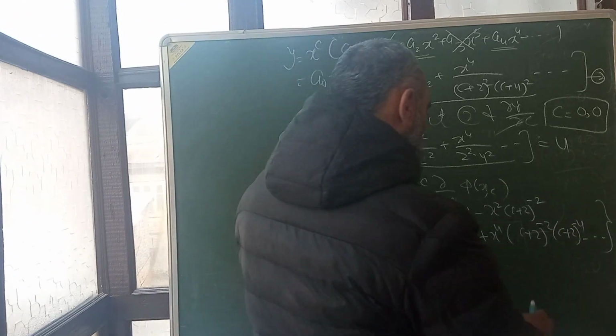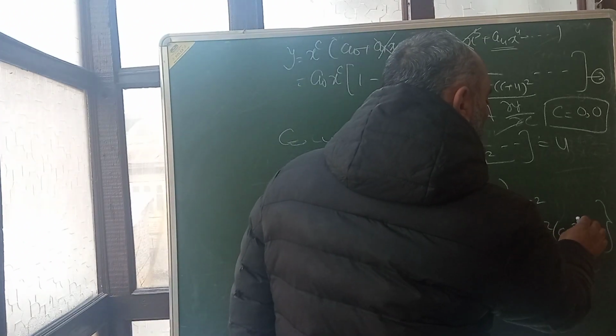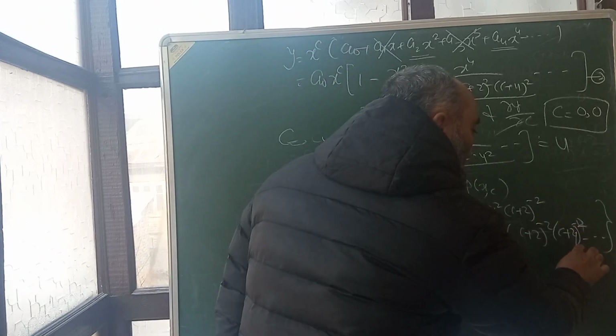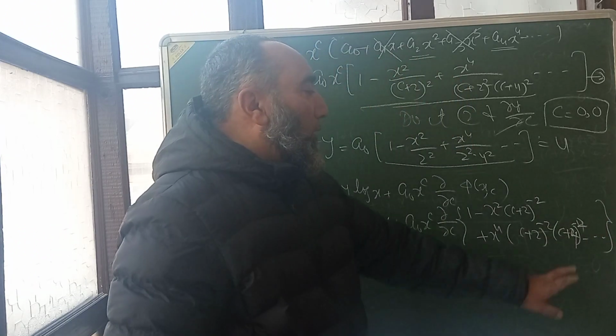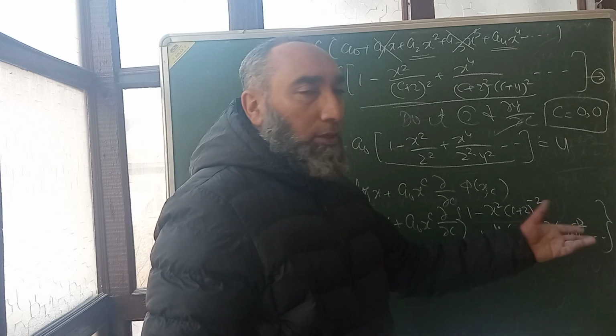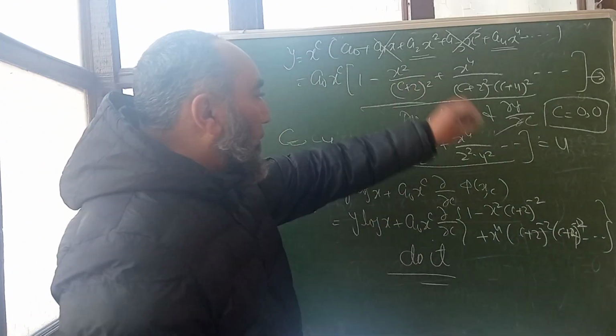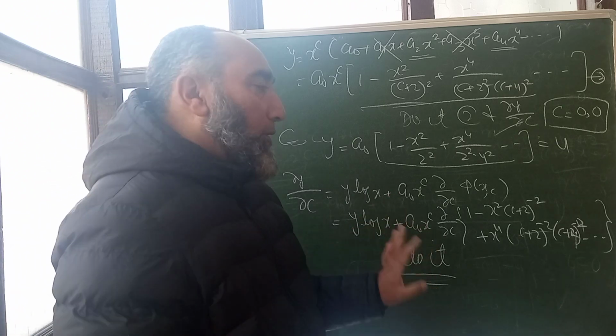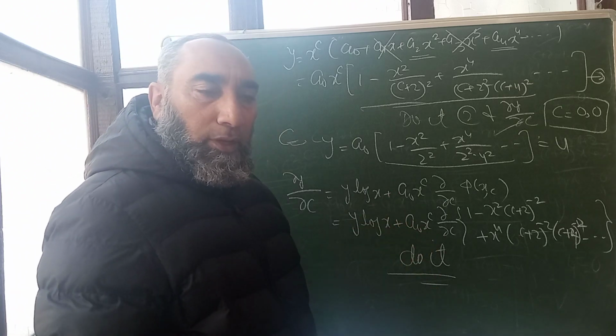This is minus 2 or minus 4. Then again minus 2, and this is C plus 4 over here: minus 2 (C plus 4) raised to power minus 3. Then you have to put C equal to 0 in this only. You will get another solution, say V. Rest will follow. Thank you.